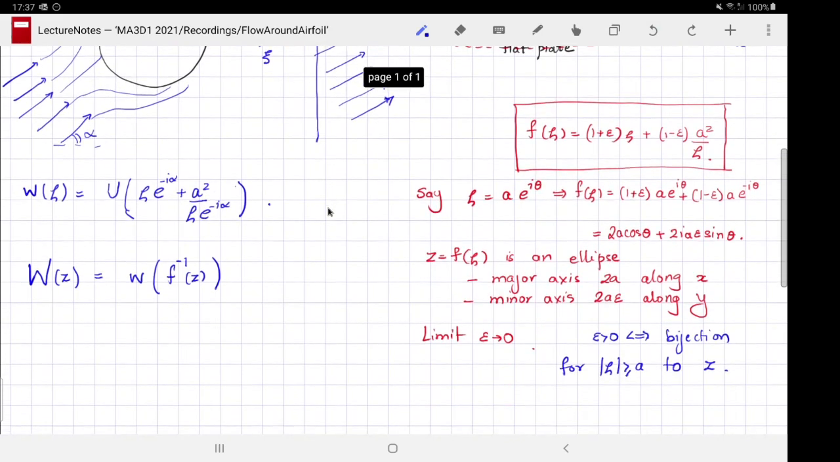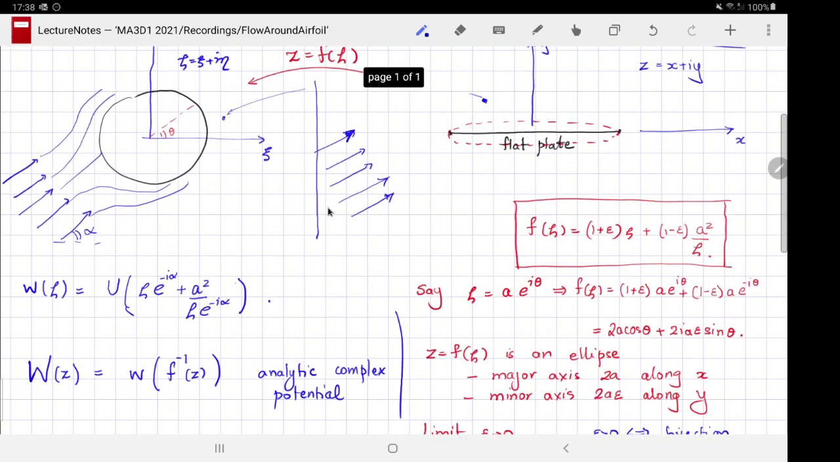Now what you have constructed is an analytic complex potential. Right? Because the imaginary part of this potential on the surface of the circle will be the stream function for flow around the circle. And we know that the stream function is a constant along the circle. So the stream function will also be a constant along the plate, and voila, we would have the flat plate automatically becoming a streamline.